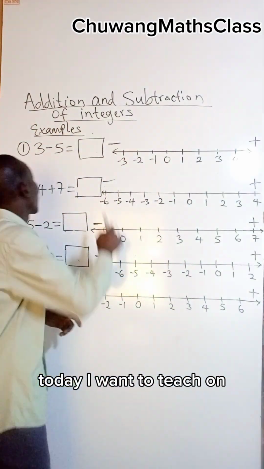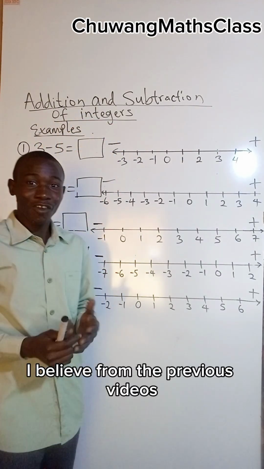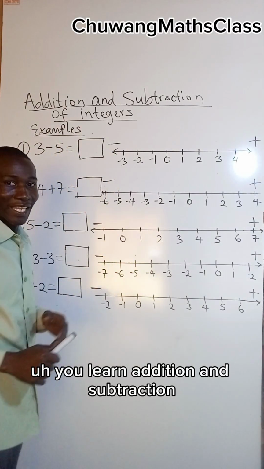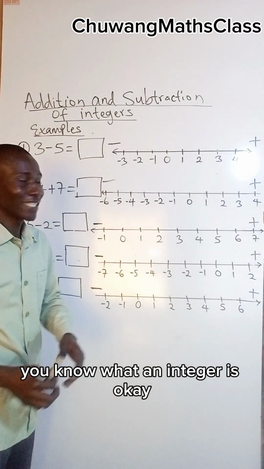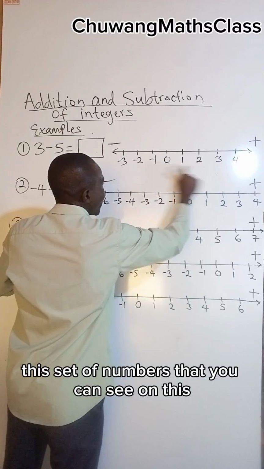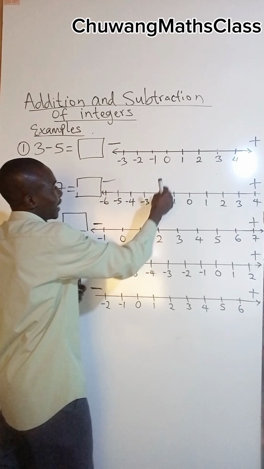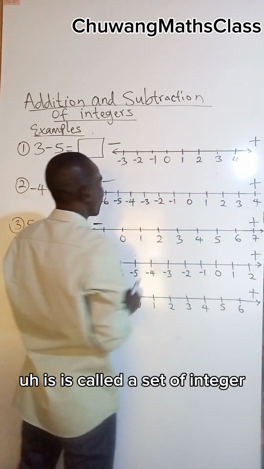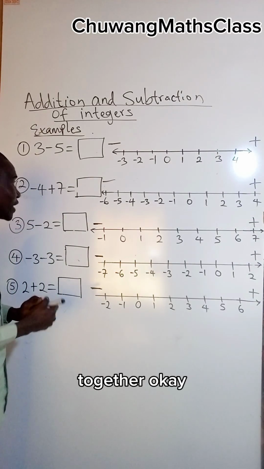Today I want to teach on addition and subtraction of integers. I believe from the previous videos you learned addition and subtraction, and from the video on types of numbers you know what an integer is. An integer is just this set of numbers that you can see on this number line. Numbers that are less than 0 and these whole numbers that you can see here form what is called the set of integers. So we are going to see how we can add these numbers together.